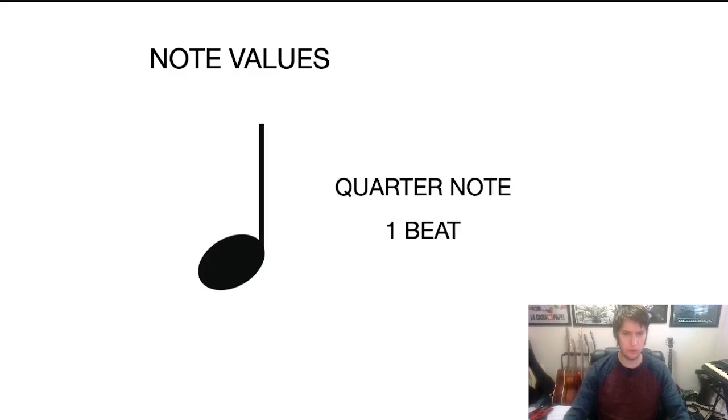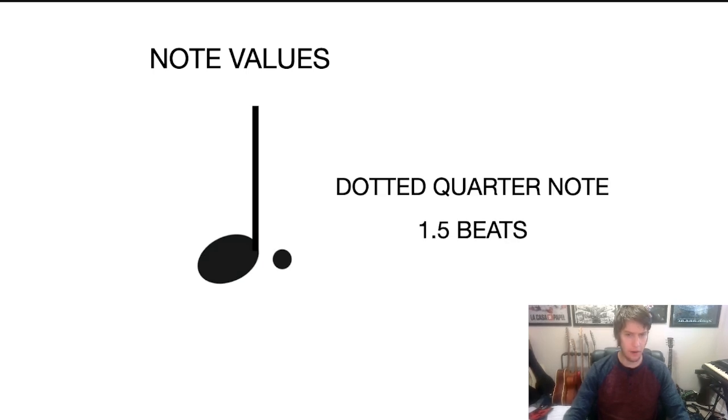Starting with the quarter note. So this is what the quarter note looks like, and it's worth 1 beat. So we have the note head, which is colored in, and the stem. Moving on, we have the dotted quarter note, and it's worth 1.5 beats. So of course you have the quarter note with the dot beside it.